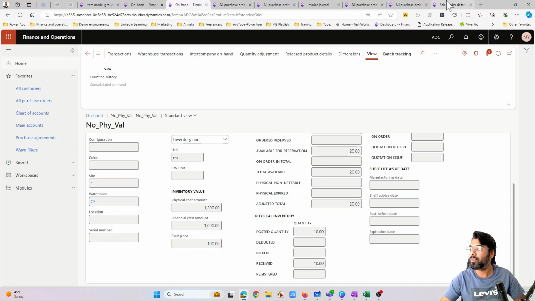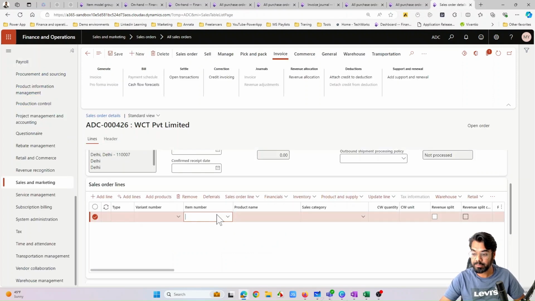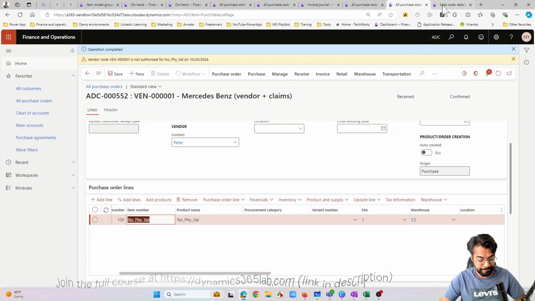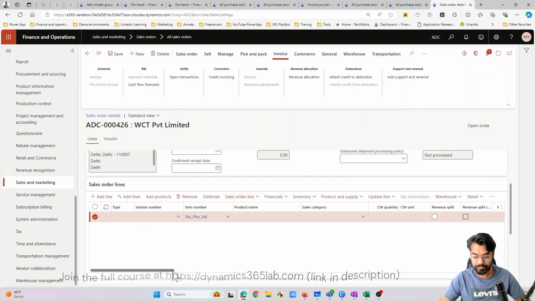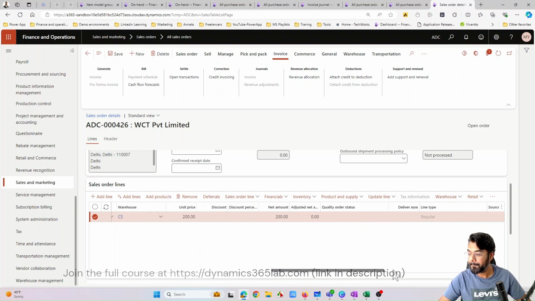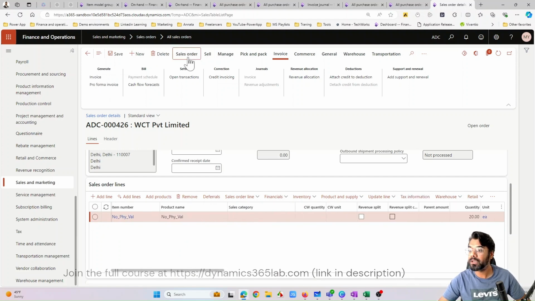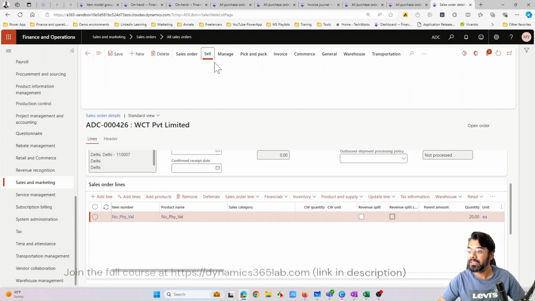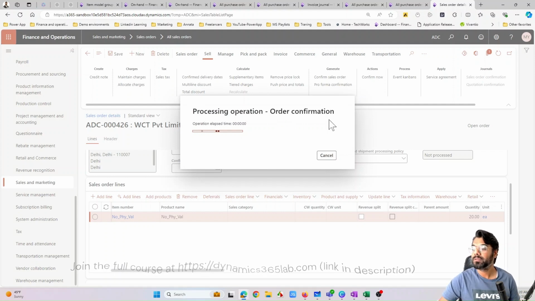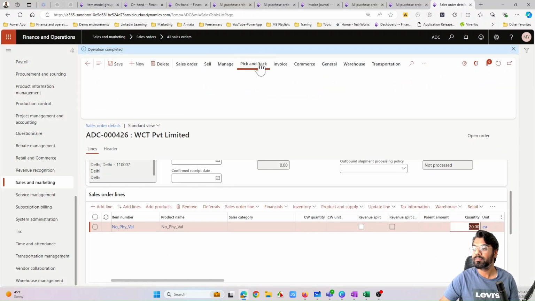So in this scenario, if I go and sell this particular item using a sales order, let's see what happens. I'm going to sell all 20 for 4,000. Let's see what is going to be our profit here. Confirm it. Post the packing slip.